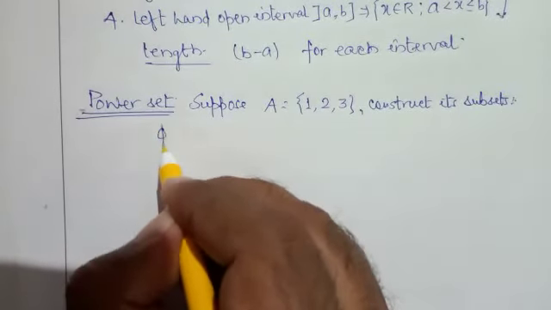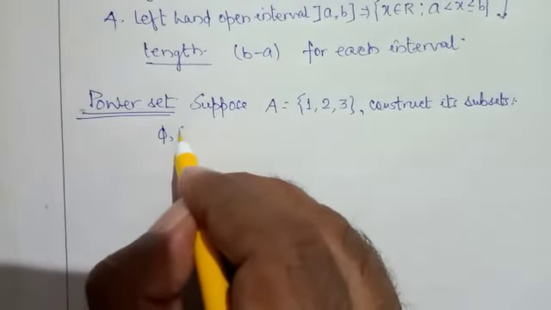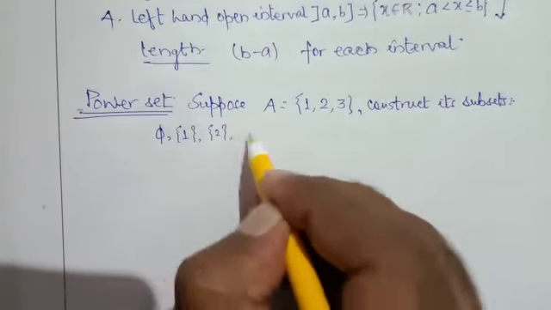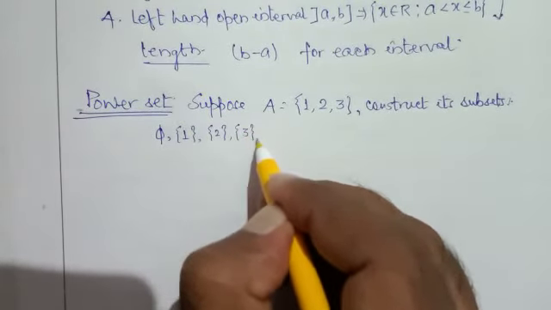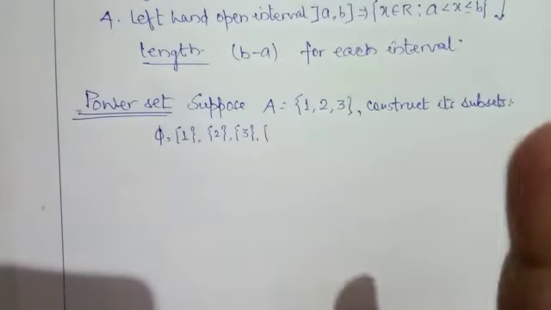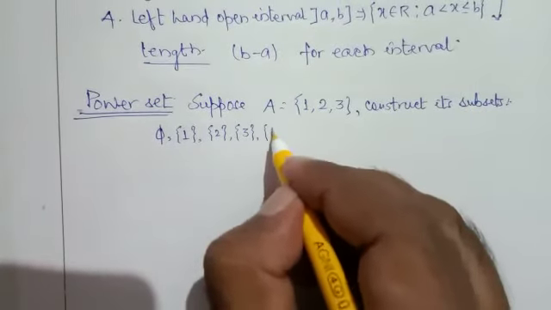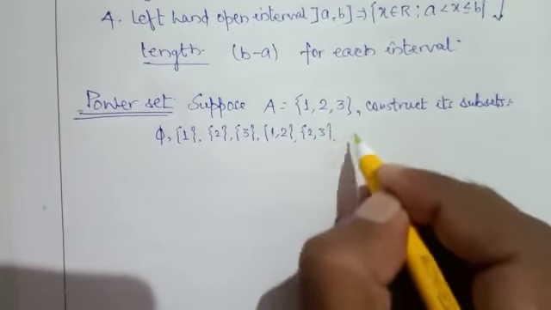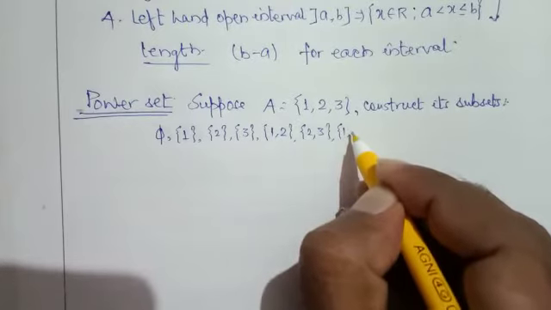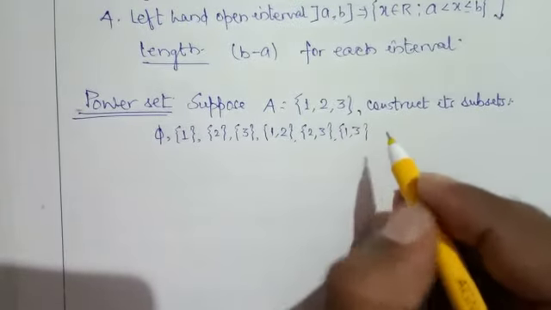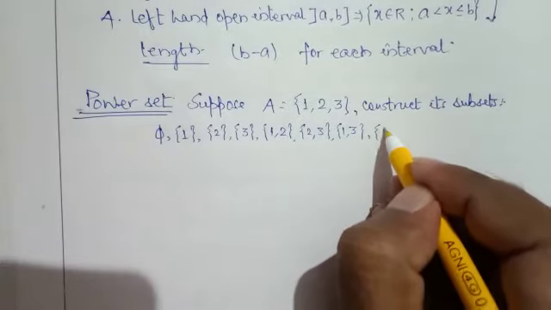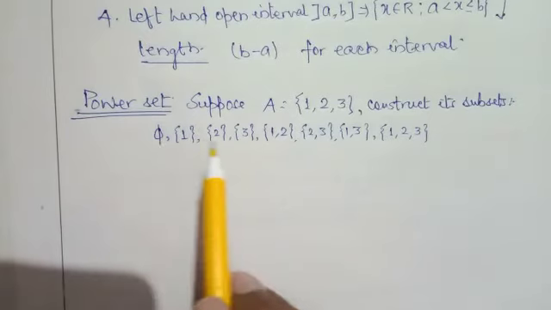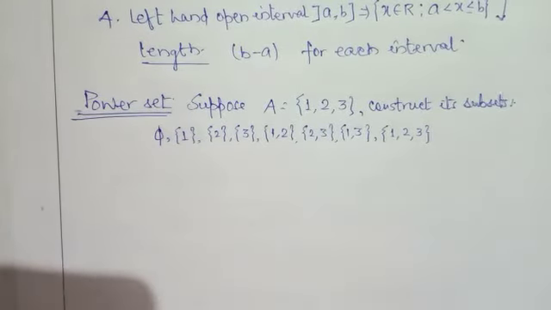Phi. Then we construct singleton sets like {1}, {2}, {3}. Then paired sets, meaning sets having two elements: {1, 2}, {2, 3}, {1, 3}, and finally the whole set, that is {1, 2, 3}. So altogether 8 subsets are there.